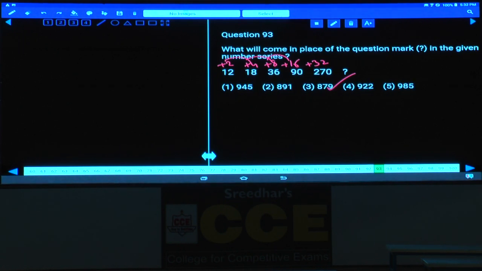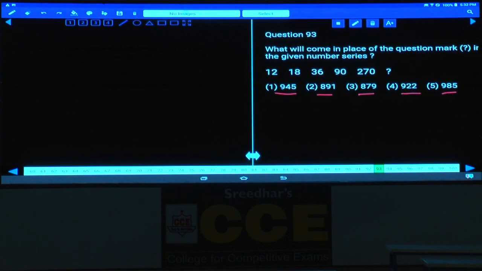Then question number 93. Now 12, 18, 36, 90, 270. Now again if you observe the choices here, 945, 890, 800, 900, the numbers are increasing at a very fast rate. It must be under either product or combination. Yes, tell me how to represent 12 and 18. 12 into 1.5 is 18.